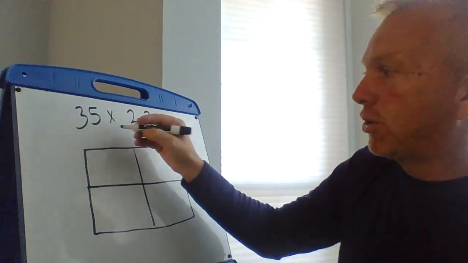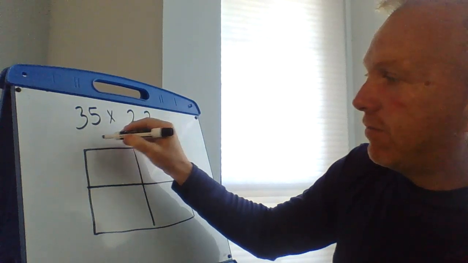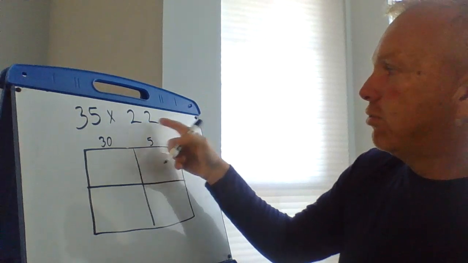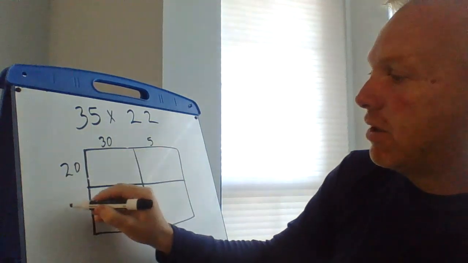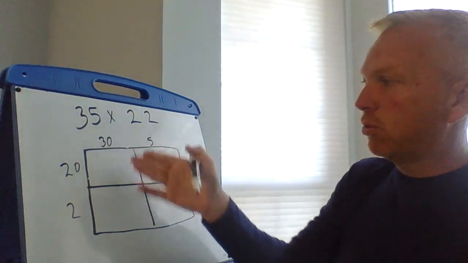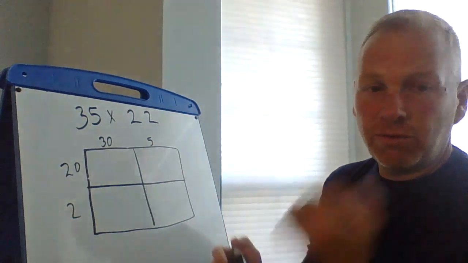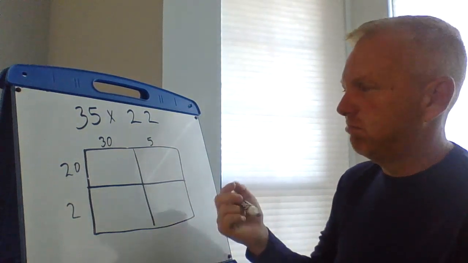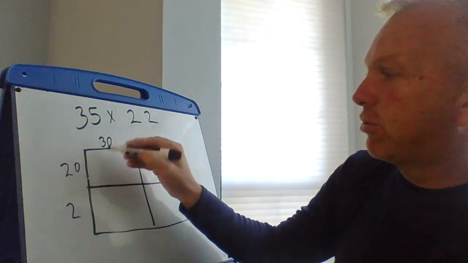So I'm gonna take the larger of the two. I know that in expanded form that would be 30 and 5, and this would be 20 and 2. I'm just going to double check real quick, make sure I have the right numbers. These are called products. Remember, any numbers being multiplied together are called the products. So here we go. 2 times 3 is 6.